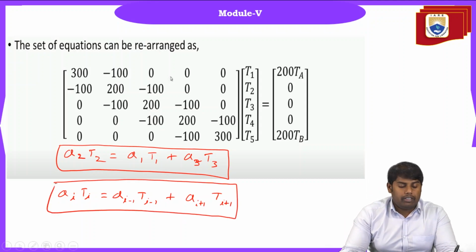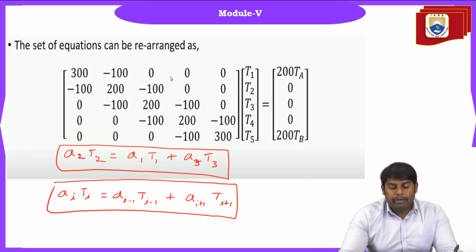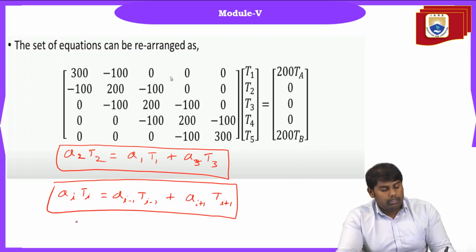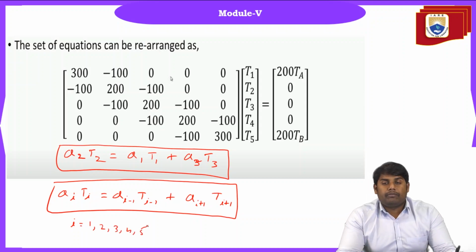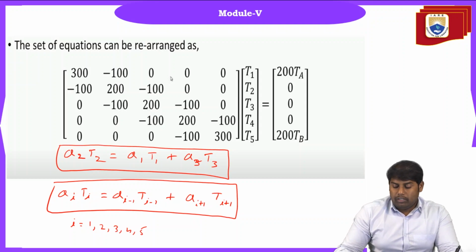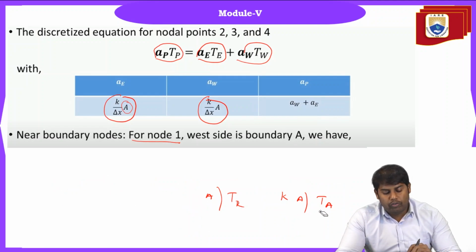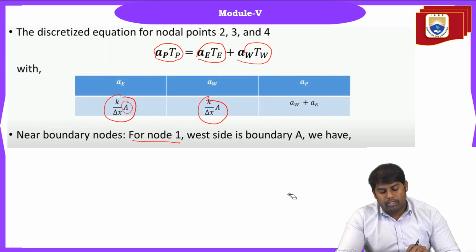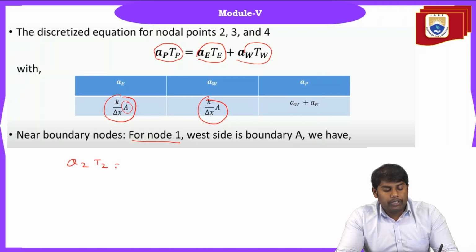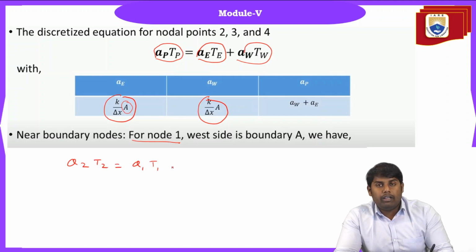So this is the generalized equation where the i value changes, let's say we have 5 points, so i will go from 1, 2, 3, 4, 5. Let's write down the equations and how we frame the matrix. A2 T2 is equal to A1 T1 plus A3 T3. So this is equation 1.